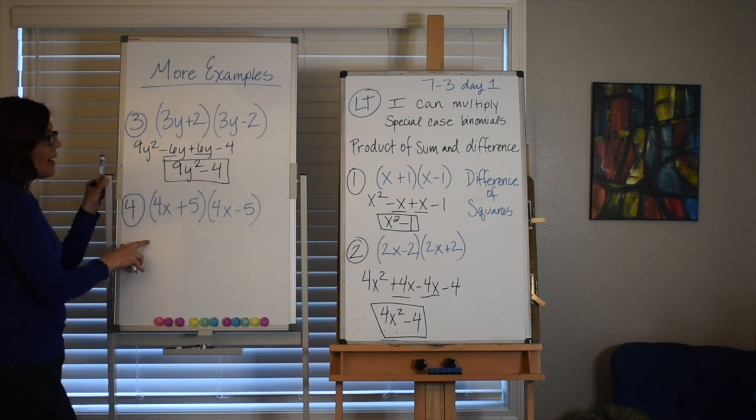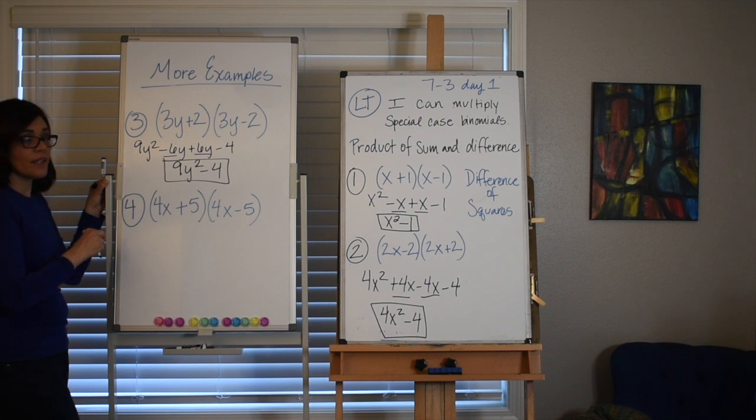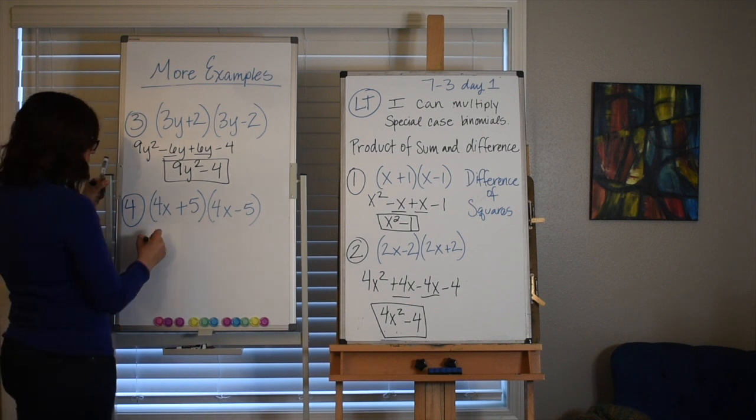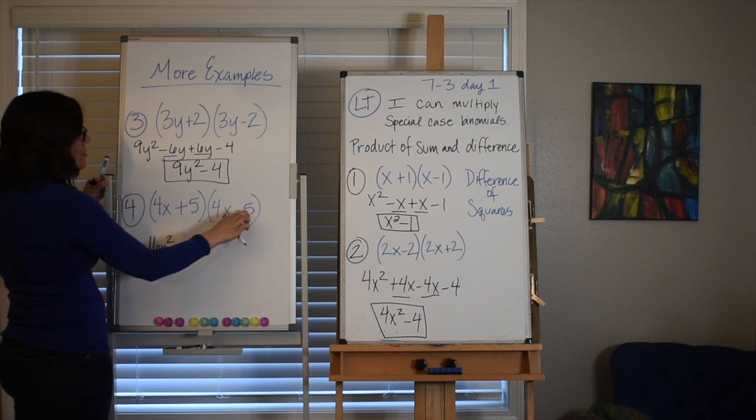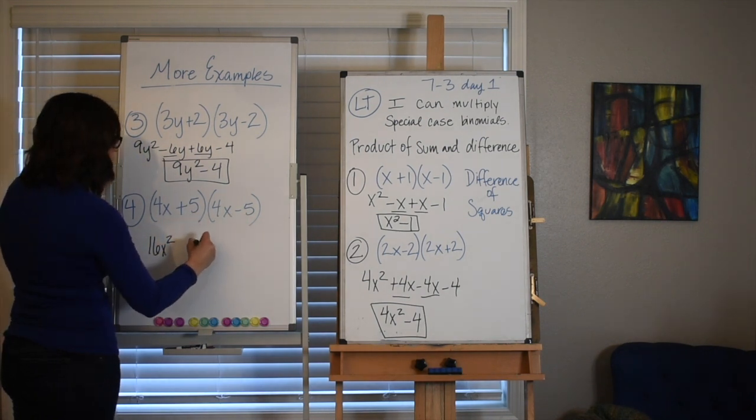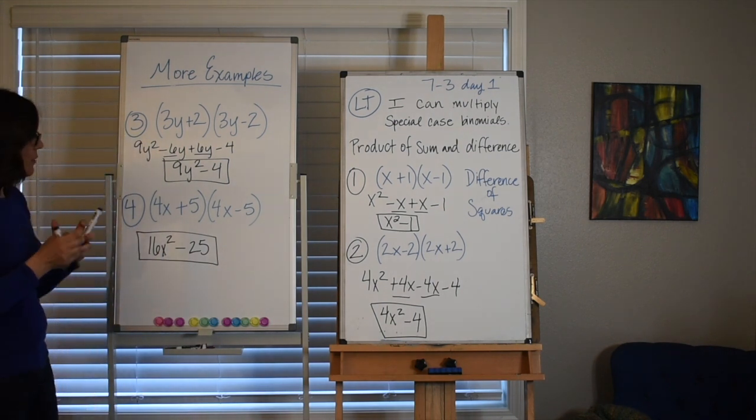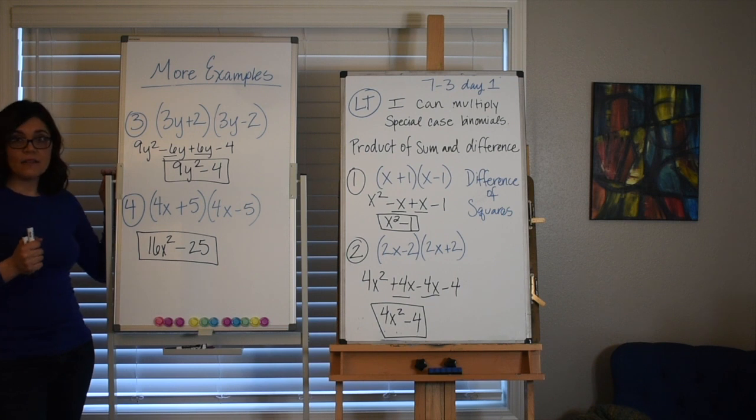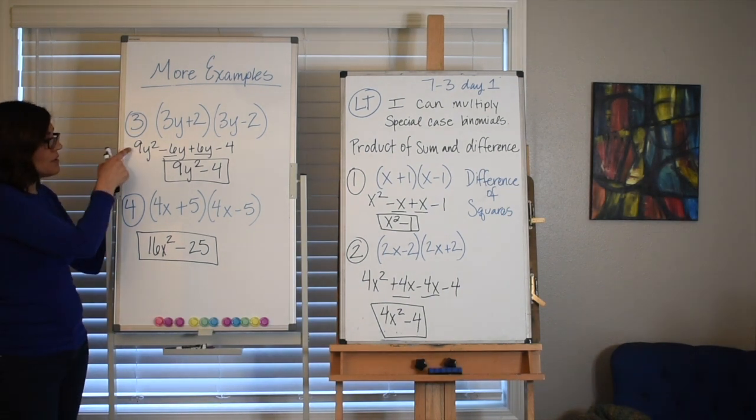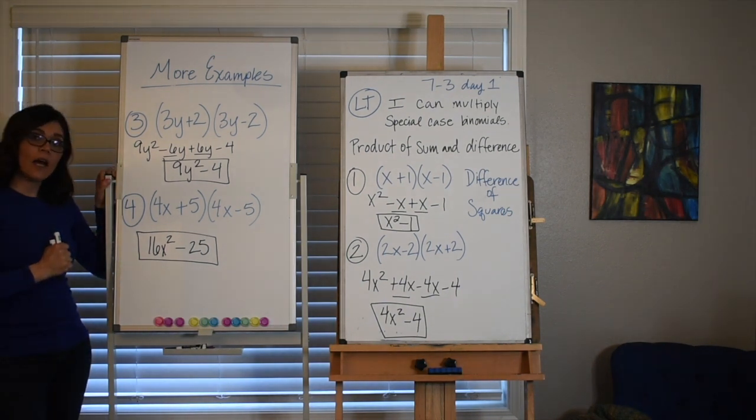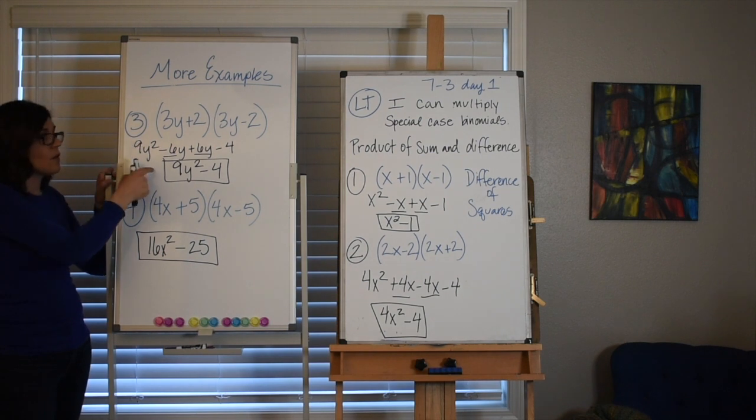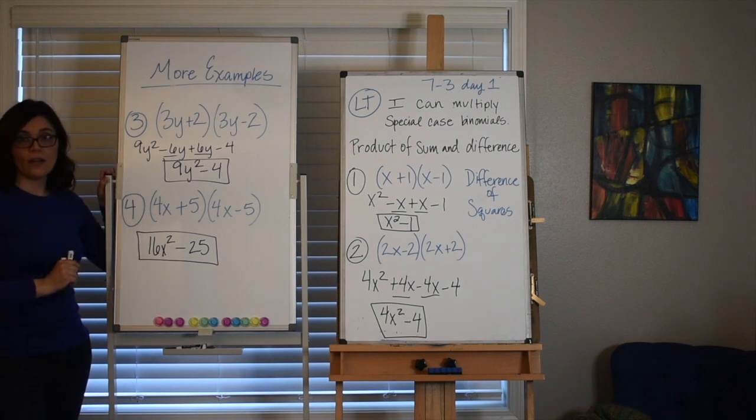Okay? I'm going to go ahead and jump down here, and I'm just going to jump to my final answer. 4x times 4x is 16x squared. My ending term is going to be 25, and it's a difference of those. All right, so in today's assignment, you are welcome to skip this middle step if you feel like you can go right to your final answer.